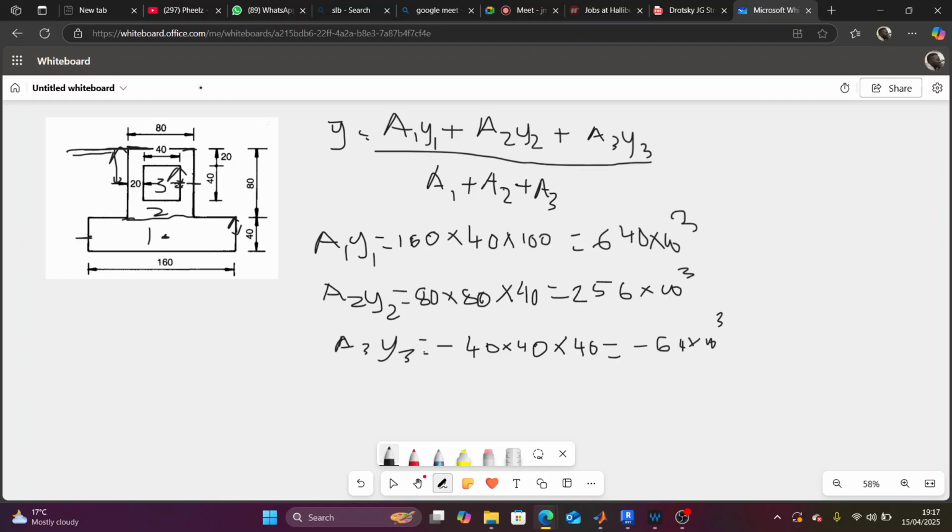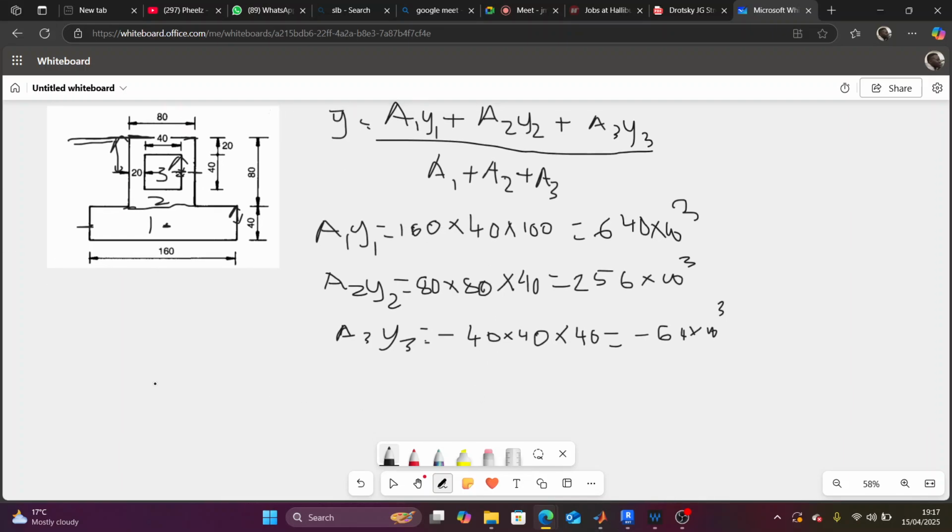Can we do this calculation? This unit here is in millimeter. Okay, can we solve for y bar straight? It's going to be 640 times 10 to the 3, plus 256 times 10 to the 3, minus, this one was 640 or 64? 64. Okay, no problem.